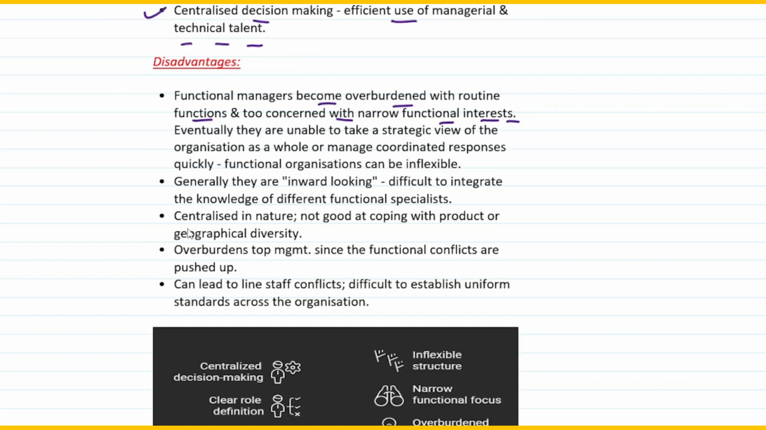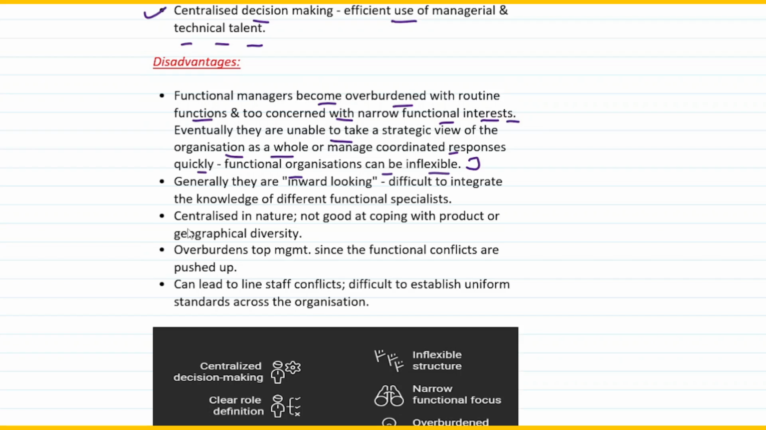So eventually they are unable to take a strategic view of the organization as a whole. That's what I'm talking about. When the interest becomes very narrow, you are not able to concentrate on an organization as a whole or manage coordinated responses quickly. Functional organizations can be inflexible. So net, you can say such setups are basically inflexible in nature.